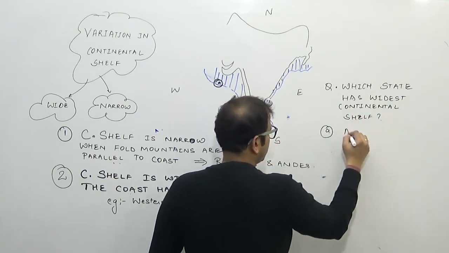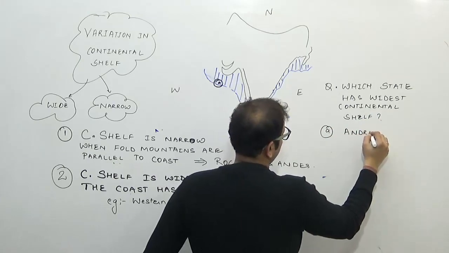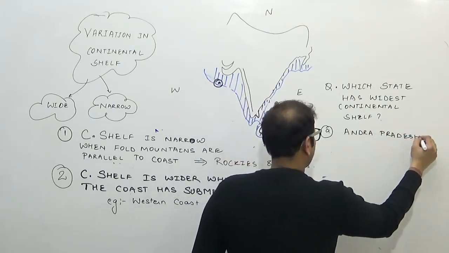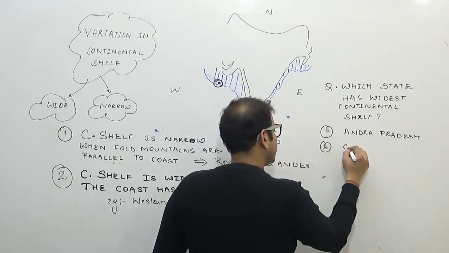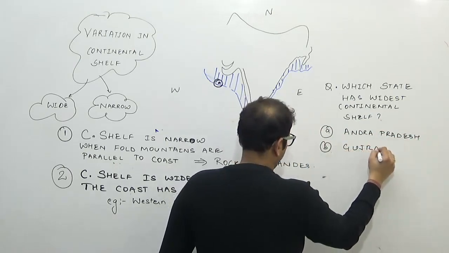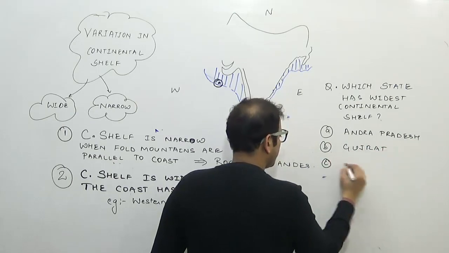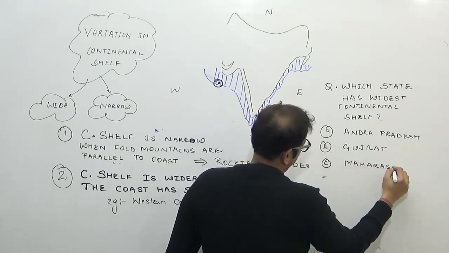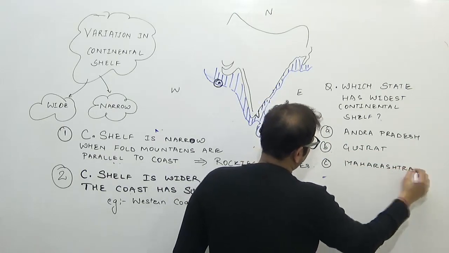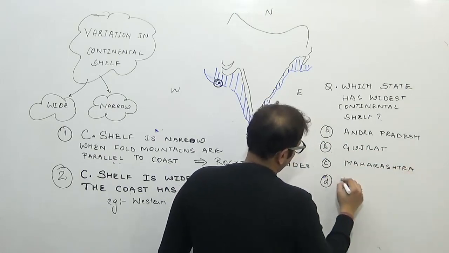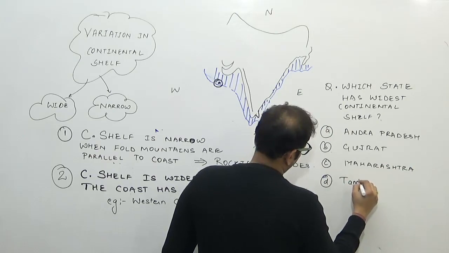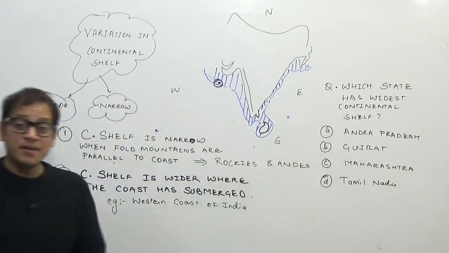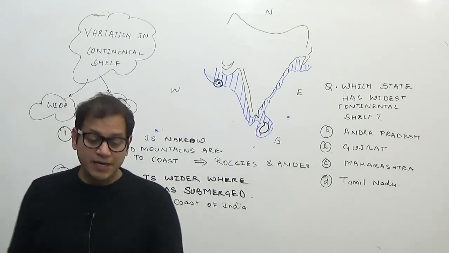One of the options was Andhra Pradesh. The second option was Gujarat. The third option was Maharashtra. And the fourth option was Tamil Nadu. So I am asking you the same question. Which state in India has the widest continental shelf?